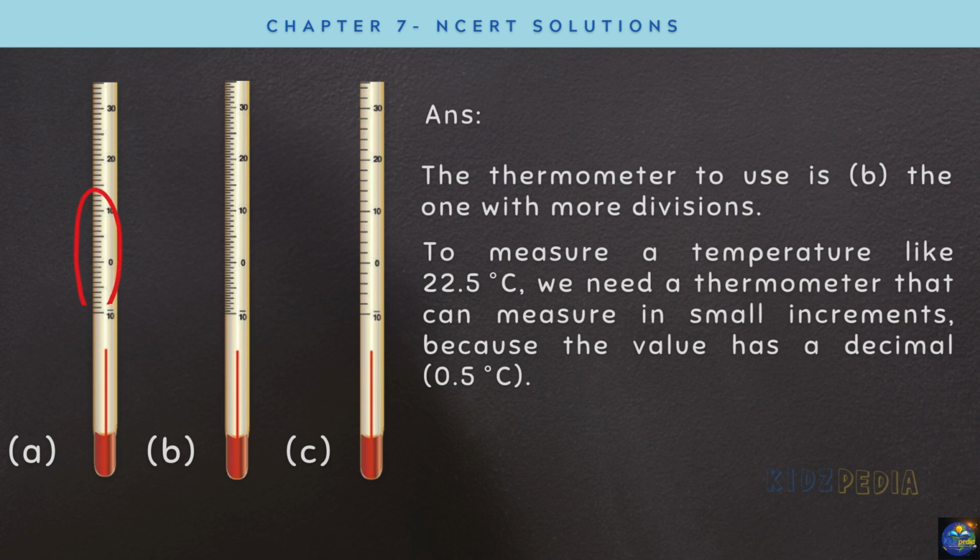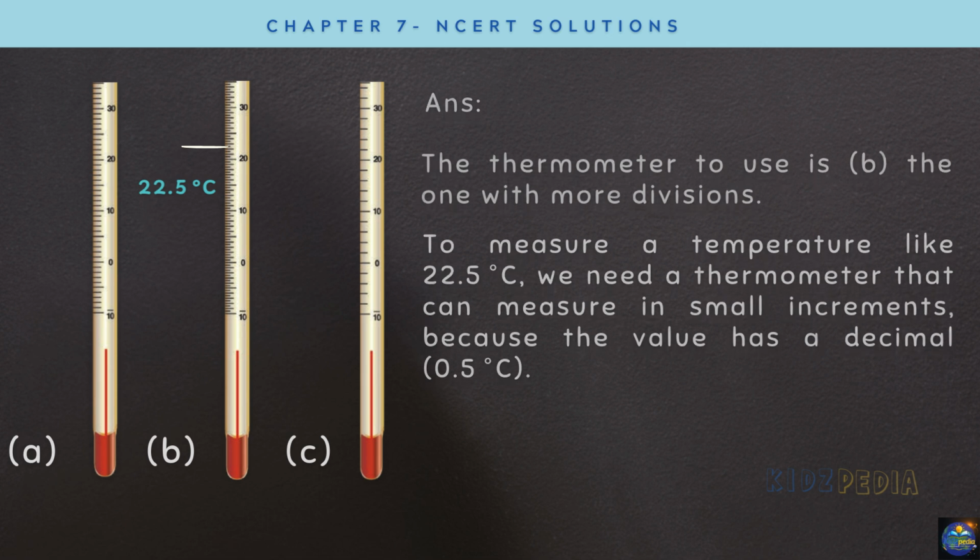Thermometer A only shows whole numbers, so it cannot show 22.5 degrees Celsius correctly. Thermometer C has wider divisions, so it is not precise enough. Thermometer B has smaller divisions, so we can read 22.5 degrees Celsius accurately. So remember, to measure temperatures between 2 marks, always use a thermometer with smaller divisions for better accuracy.